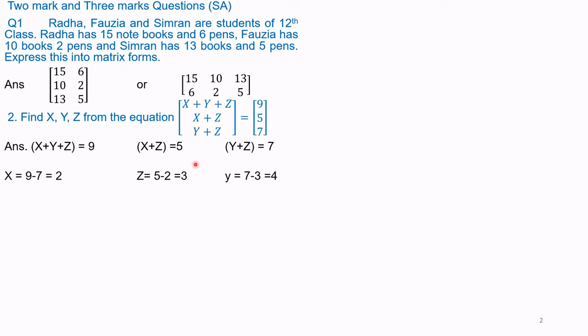Now from the third element, y plus z is equal to 7. Therefore y will be equal to 7 minus z. Z's value we have found from the previous part, that is 3. Z is equal to 3. Therefore y is equal to 4. Hence x is equal to 2, z is equal to 3 and y is equal to 4 is the answer.